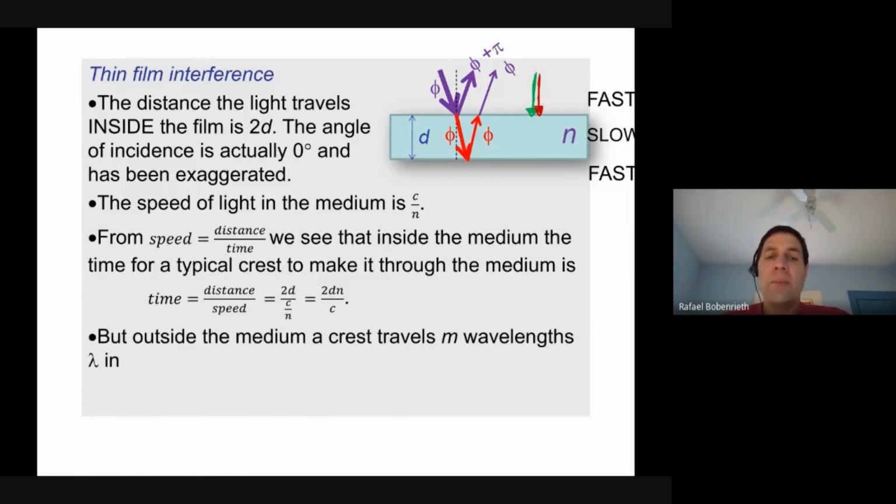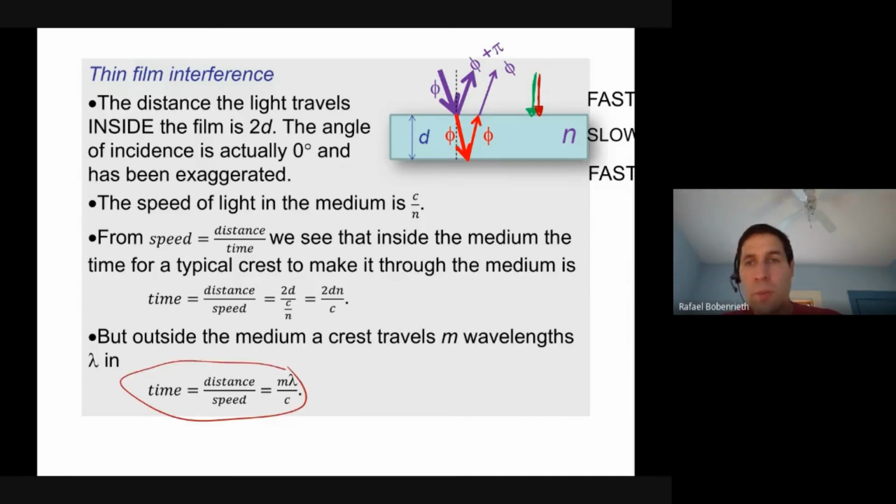But outside the medium, remember, wave crests keep coming, and the wave crest will travel m wavelengths in a certain time, right? And they're going to travel those wavelengths, again, using the same simple equation, time is distance divided by speed. So it's going to travel m lambda, that's the distance it's traveling, divided by c, the speed of light. So notice we have 2 equations for time. One for the purple waves that are on the surface there, and the other one for the red ones that basically get transmitted and then reflected from the bottom.